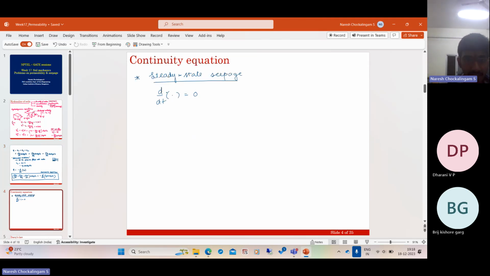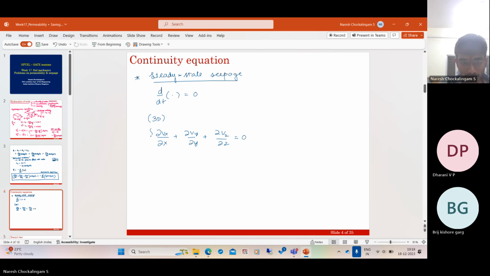Therefore, under steady state seepage in 3D, the continuity equation becomes partial Vx with respect to x plus partial Vy with respect to y plus partial Vz with respect to z is equal to 0. So this is called the continuity equation under steady state seepage in 3D. But typically, the conditions that we encounter in civil engineering applications are not 3D. So if you have a dam, we have a dam like this. It is built across the river usually, so it is very long.